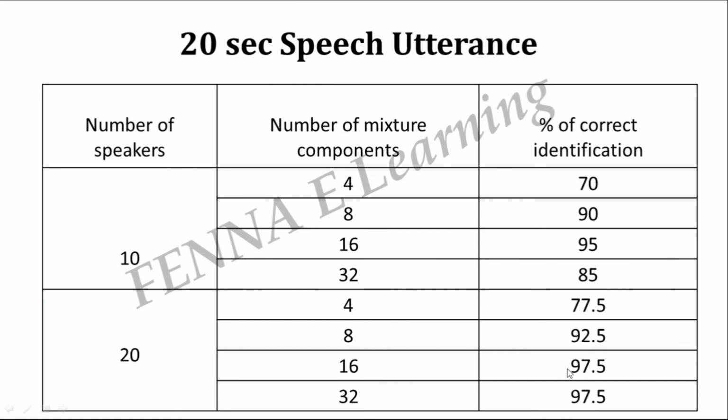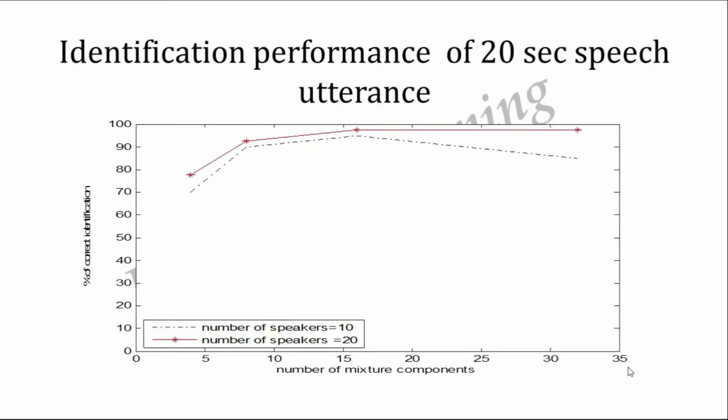If we use 20 second speech utterances, we get better results for 20 speakers with Gaussian mixture components as 8, 16, 32, and the accuracy obtained is greater than 90%. This is the identification performance for 20 second speech utterances.